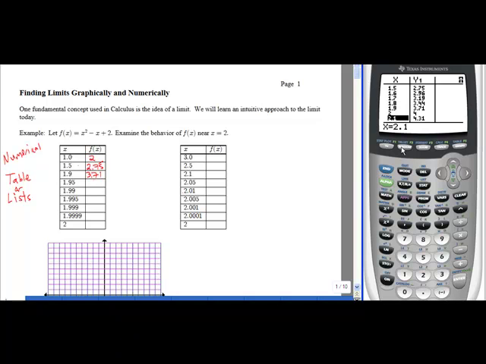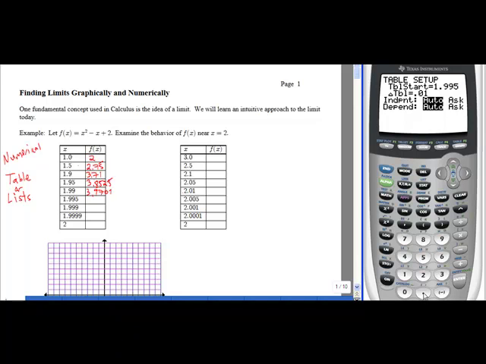So I'm going to go back to table set, and this time I'm going to have it start right at the value I'm interested in, which is 1.95. And since the next value in my table is changing by hundredths, I'm going to arrow down, and I'm going to change my table to go by 0.01 so that it'll go by hundredths as well. So let's go to table. 1.95 gives me a y value of 3.8525, and 1.99 is 3.9701.